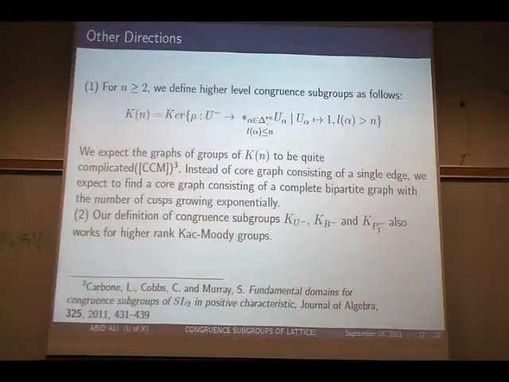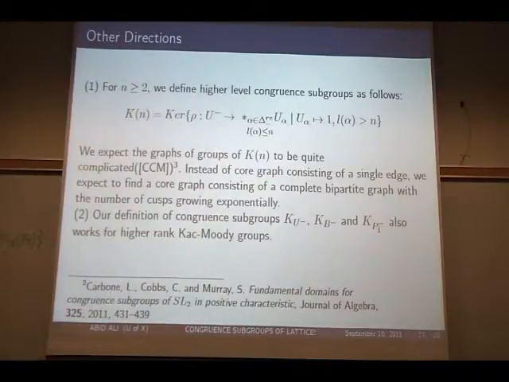Here are some other directions in which we can extend this work. The congruence subgroups defined in my previous slides are only for, we can say, level 1, and similarly for higher levels we can define the congruence subgroups for U minus, and similarly for B minus and for P1 minus we can also define the congruence subgroups for higher levels. But the graph of groups for the presentation of these congruence subgroups is complicated.